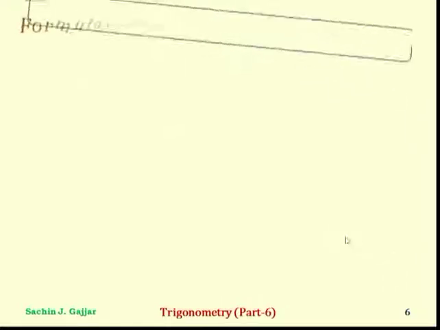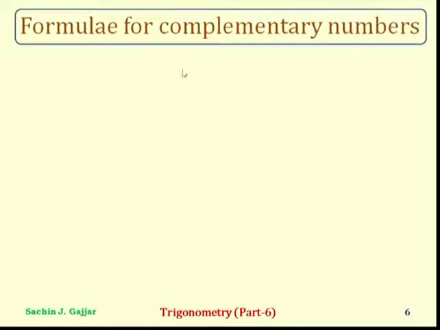Now, formulae for complementary numbers. Complementary numbers means કોટિકોણ. કોટિકોણના માપ માટે આપણે કોટિકોણના જે ખૂણાઓ છે, કોટિકોણ એટલે જે બે ખૂણાઓનો સરવાળો 90 અંશ થાય, 90 degree. They are known as complementary angles. So let's learn some formulae for complementary numbers.